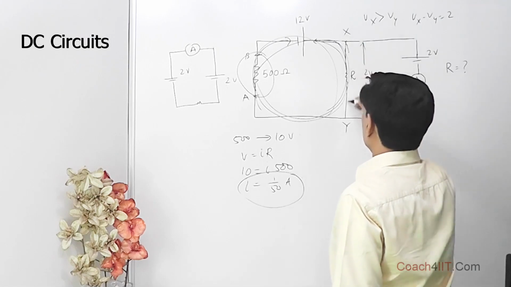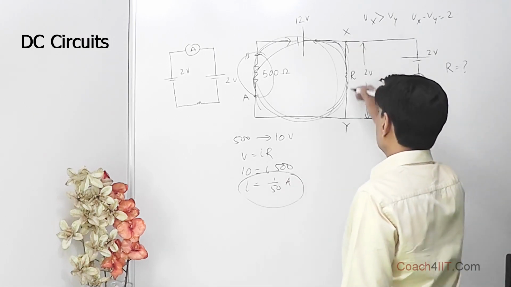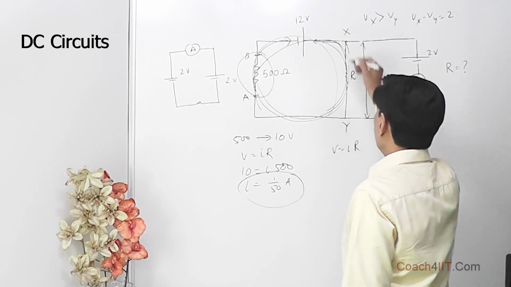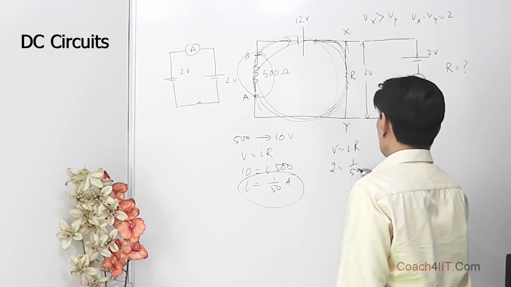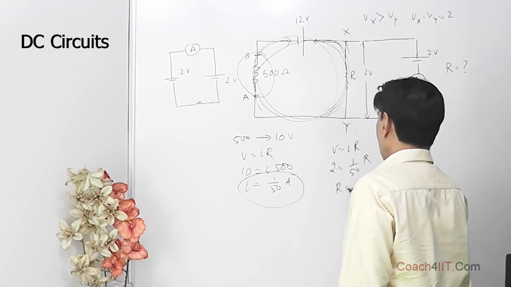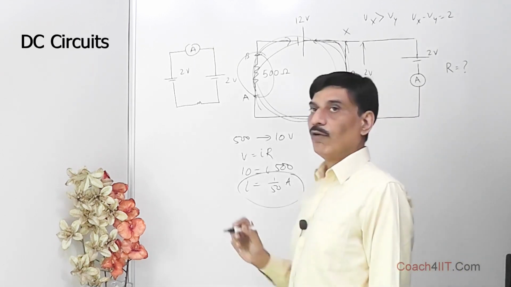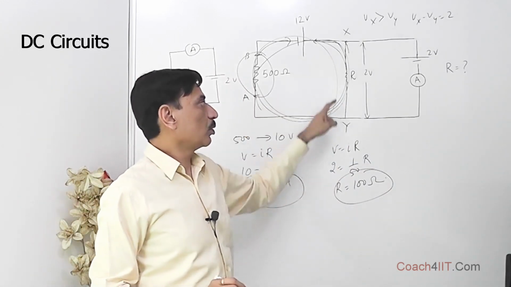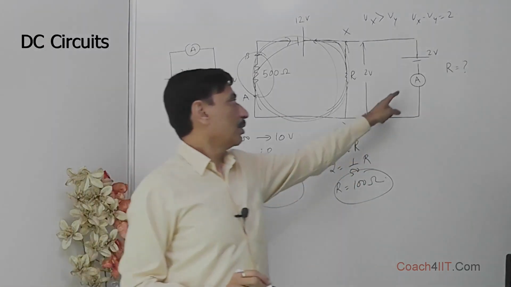It means through this resistance, current is 1 by 50 ampere and the potential difference across this is 2 volt. So once again we can use V equals IR. V across this we know is 2 volt. I we know it is 1 by 50 ampere. R we have to find out. So R comes out to be 100 ohm. So in this case, the value of this resistance is going to be 100 ohm when there is no current flowing in the emitter of this arm.